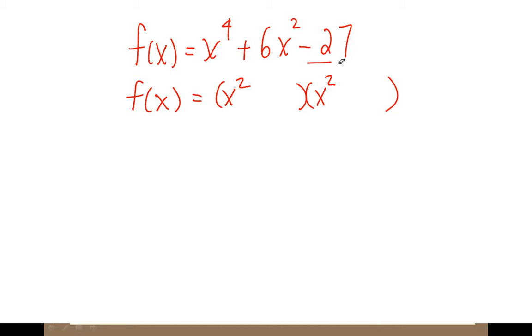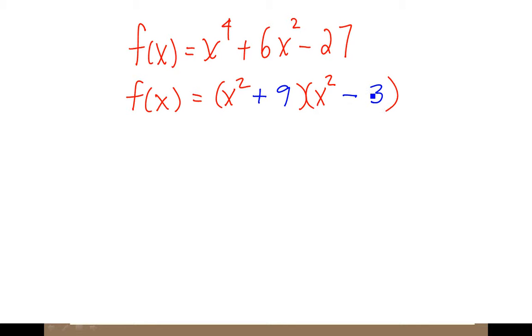Is that possible for us to come up with factors of negative 27 that if we add them will give us a 6? So let's see, 9 and 3. If I make 9 a plus and make 3 a negative, that will give me the positive 6 that I need and the negative 27 when multiplied.